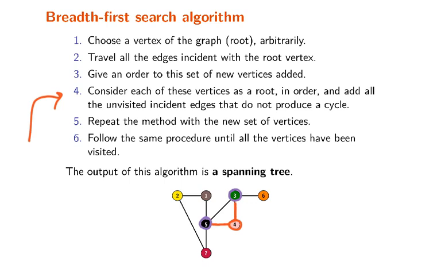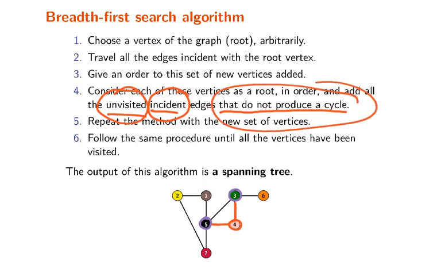And then in step 4, we are asked to consider each of these vertices in order. I'm going to start with this one and treat it as you treat the first root. Consider all the adjacent, all the incident edges, but with a condition that they do not produce a cycle, and they are also unvisited. So there are many conditions here. First, you check all the ones that are incident. Of those, check which ones are unvisited, which you didn't visit yet. And also check that the ones you are choosing do not produce a cycle.